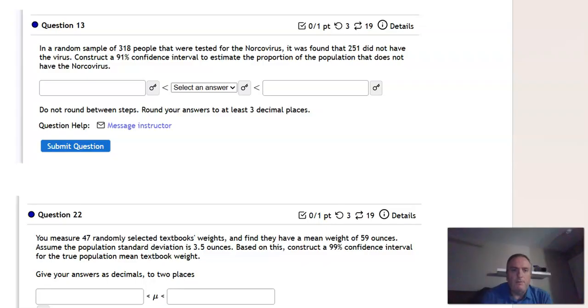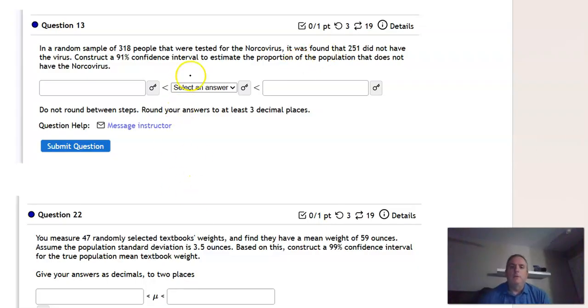For number 13, we've got a random sample of 318 people that were tested for norovirus. It was found that 251 did not have the virus. Construct a 91% confidence interval to estimate the proportion of the population that does not have the norovirus.